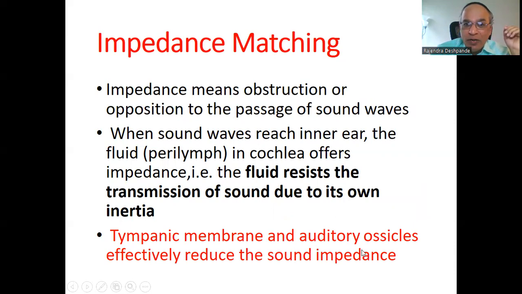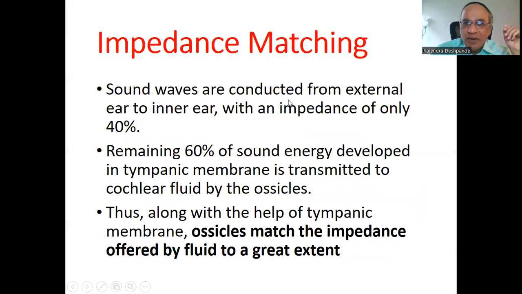Tympanic membrane and auditory ossicles effectively reduce the sound impedance. That obstruction is counterbalanced by the tympanic membrane and ossicles. Sound waves are conducted from the external ear to the inner ear with an impedance of only 40%. The remaining 60% of sound energy developed in the tympanic membrane is transmitted to the cochlear fluid by the ossicles.